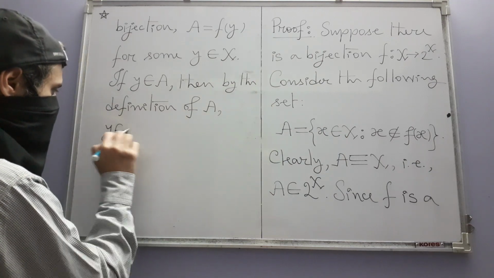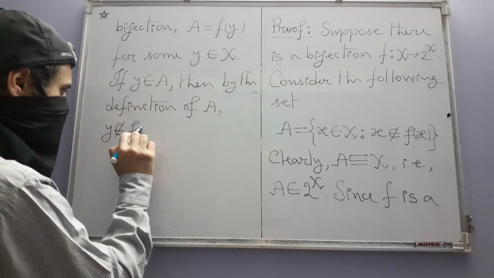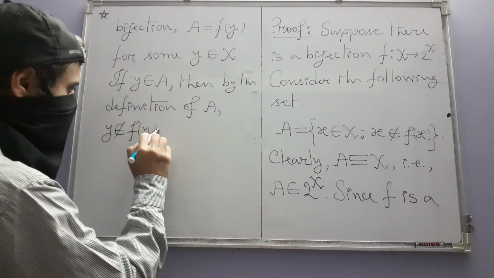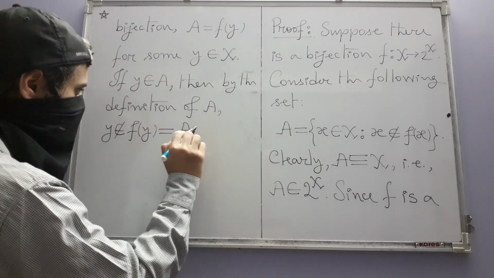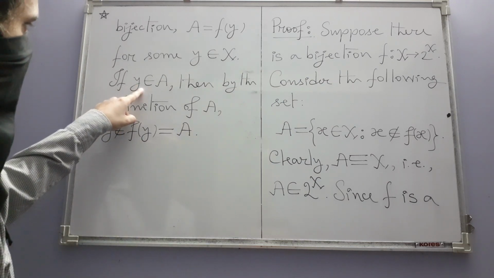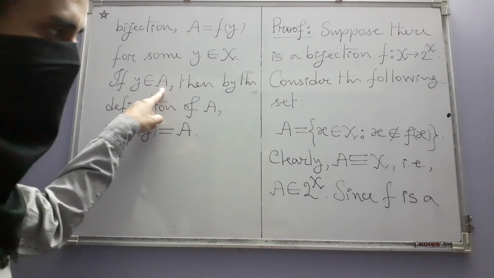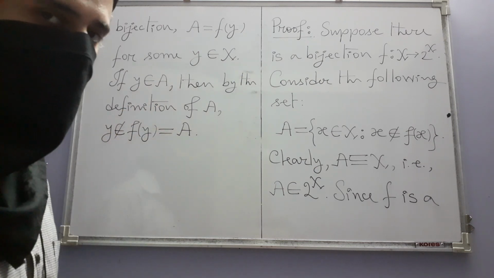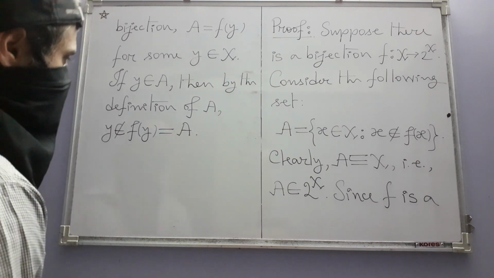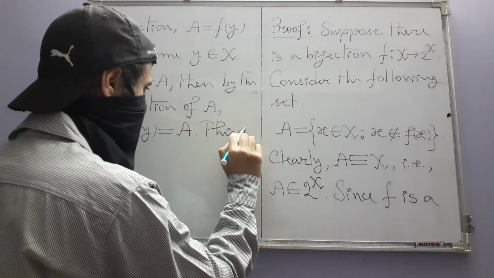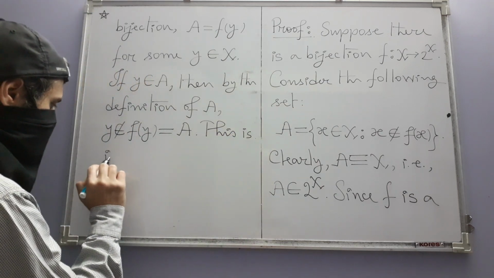So the condition is y does not belong to f(y), but f(y) is nothing but A. So that means our supposition that y belongs to A has led us to the conclusion that y does not belong to A. This cannot be the case. This is impossible.